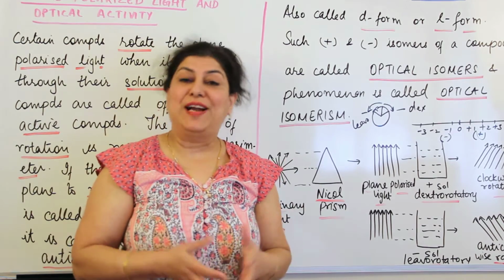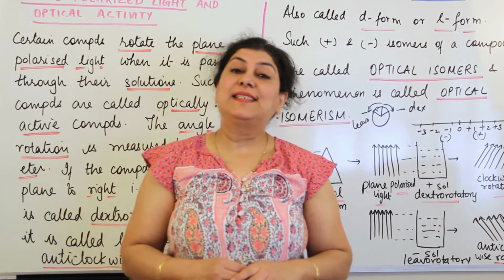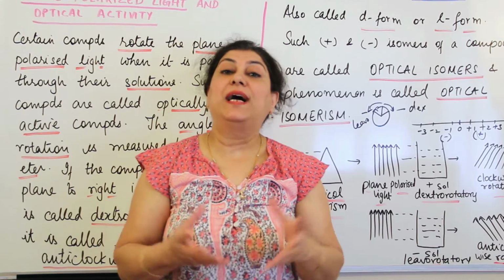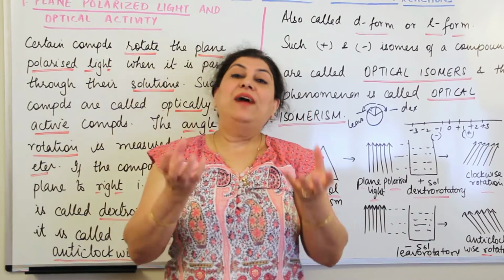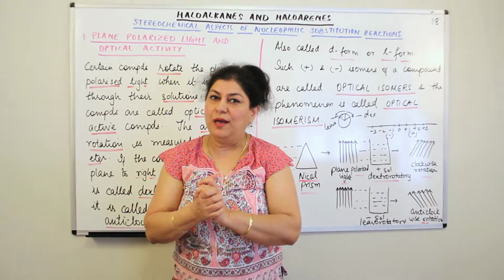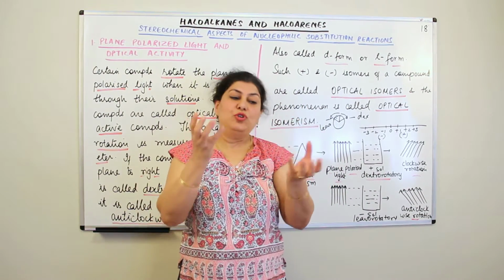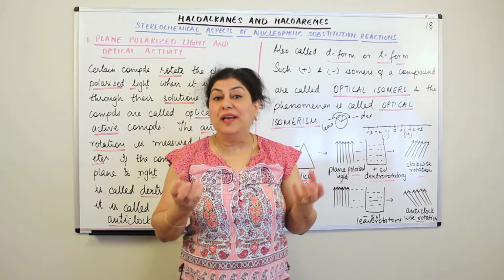So what kind of isomerism is this? Before I talk of the optical isomers, let us just be reminded of what isomers are. A compound that has the same molecular formula but different structural formula, those forms would be known as isomeric forms.